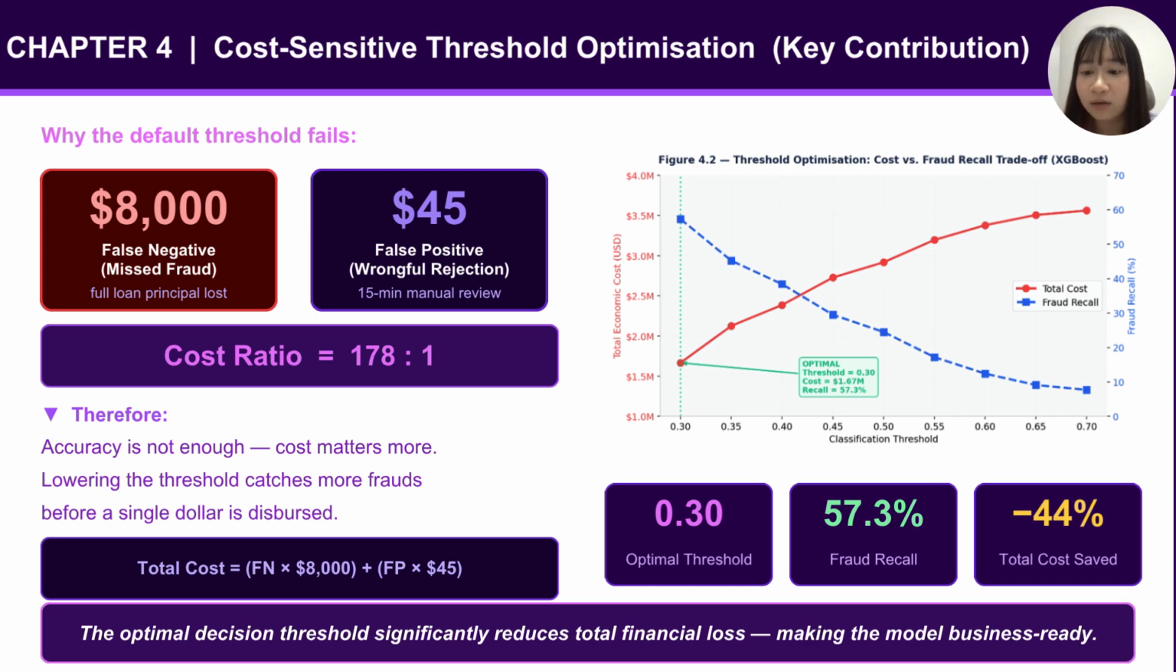So we test every threshold from 0.3 to 0.7. Look at the chart. The bottom of the curve is at 0.3. So at 0.3, the fraud recall jumped from 22 to 57%. The total cost dropped 44%. That means at 100,000 loans a year, there are 44 million saved. So the big takeaway is not only building a model, but also making a smarter decision on where to set the line. And this is the model we suggest.